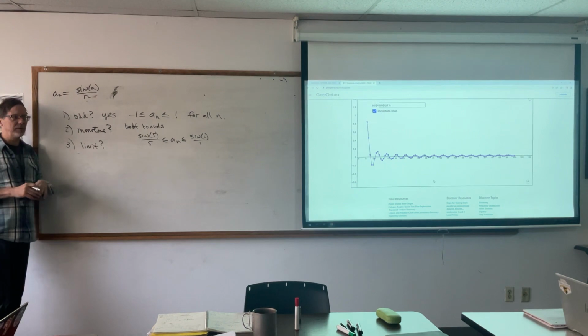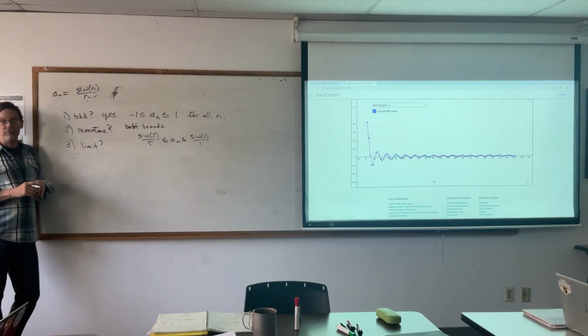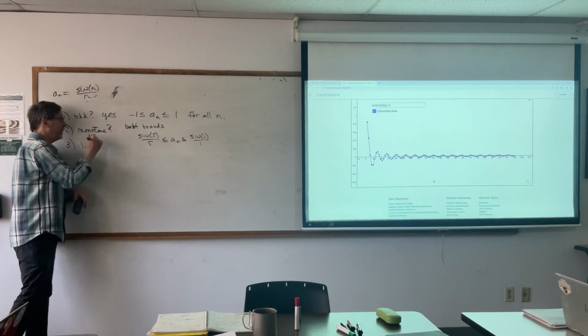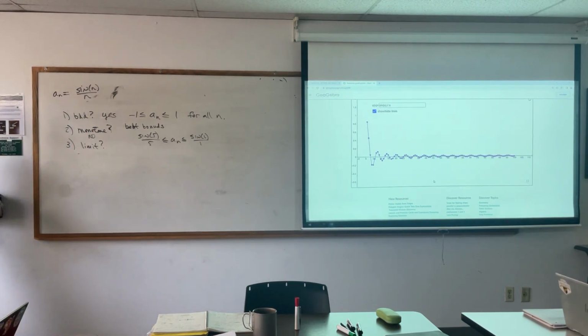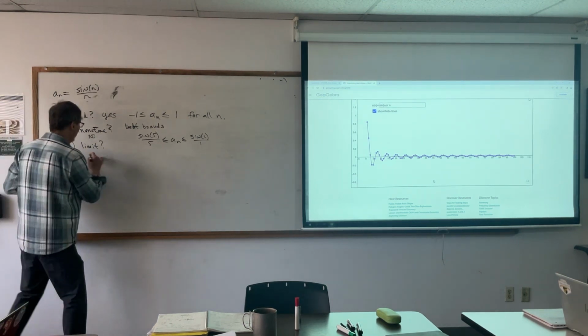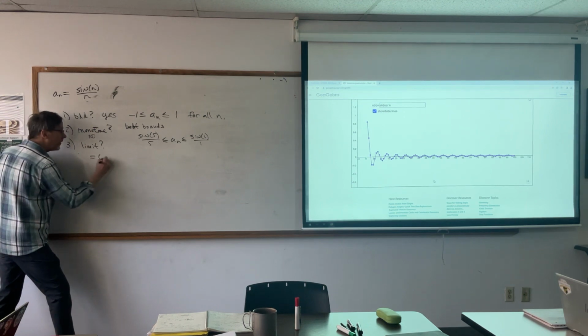Is it monotone? It ain't monotone, right? It's oscillating like crazy. No, it is not monotone. What do we think the limit is? What do you think the limit is? What does it look like? Looks like a 0, doesn't it? Let me prove that to you. So the limit equals 0.